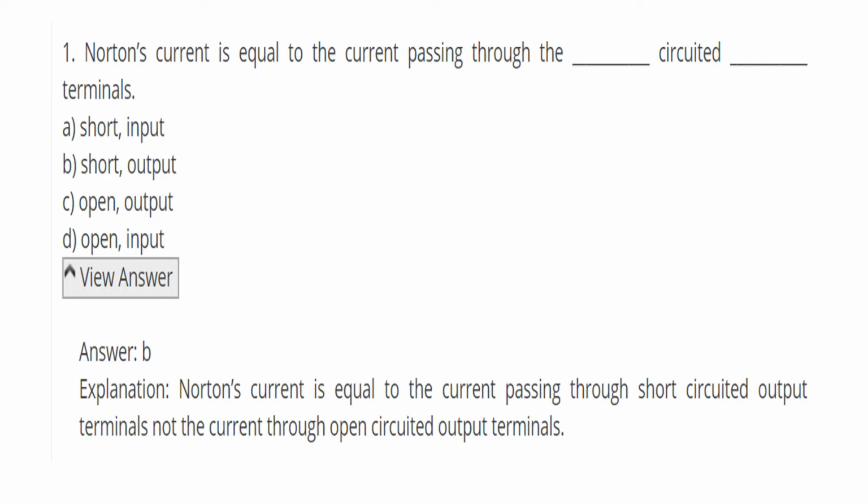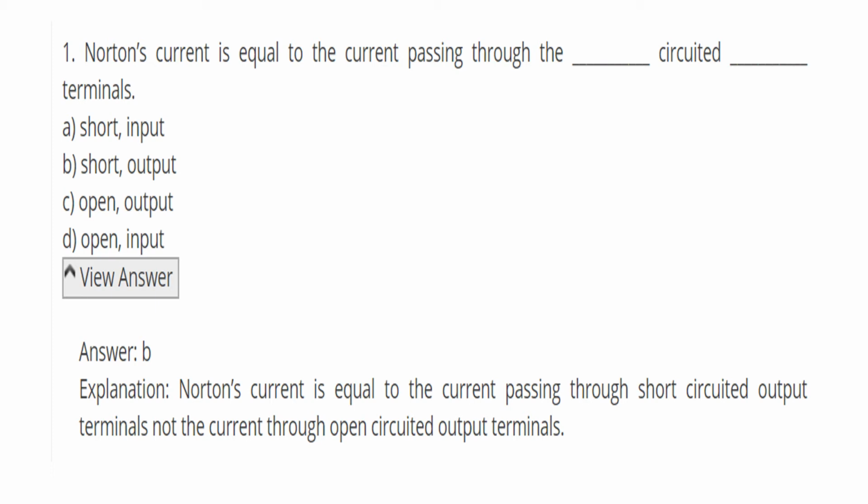Next, a question on Norton's theorem. Norton's current is equal to the current passing through the dash circuited dash terminals. Options are A, short, input. B, short, output. C, open, output. D, open, input. The correct answer is B. Explanation: Norton's current is equal to the current passing through short circuited output terminals, not the current through open circuited output terminals.